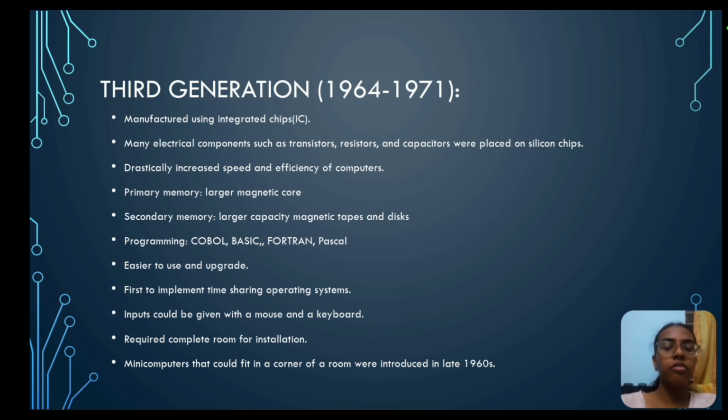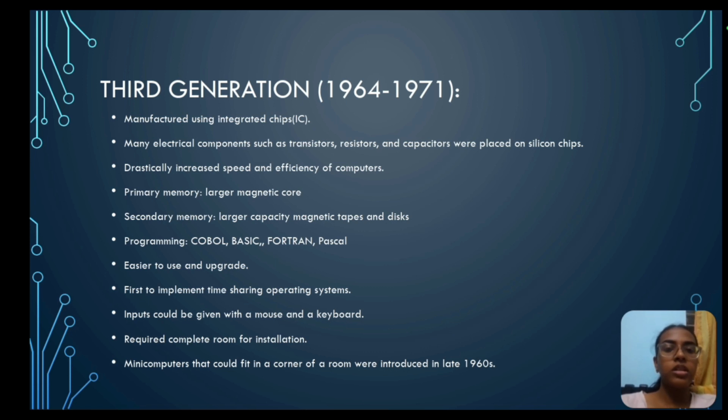Since the software and hardware were separated in the third generation, the computers were easier to use and upgrade. The third generation computers were first to implement time sharing operating systems, which meant inputs could be given with a mouse and a keyboard for the first time.